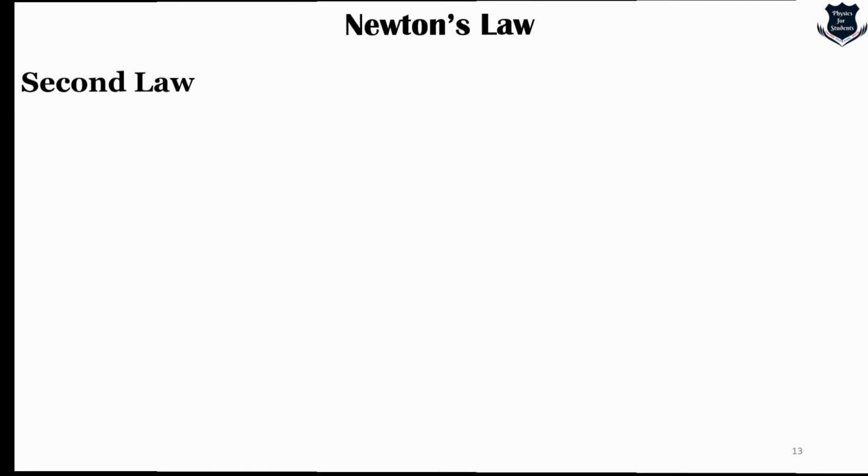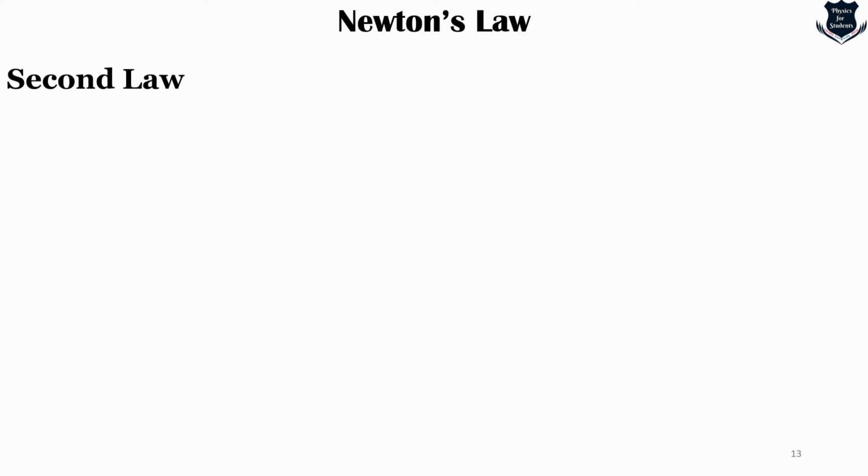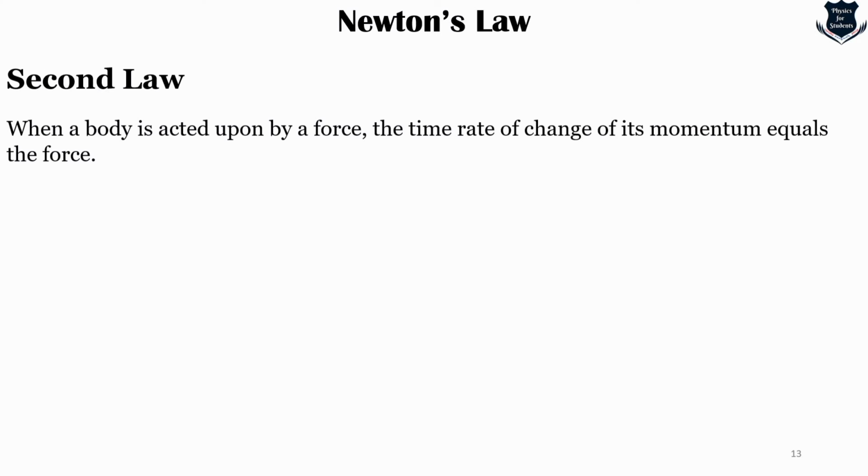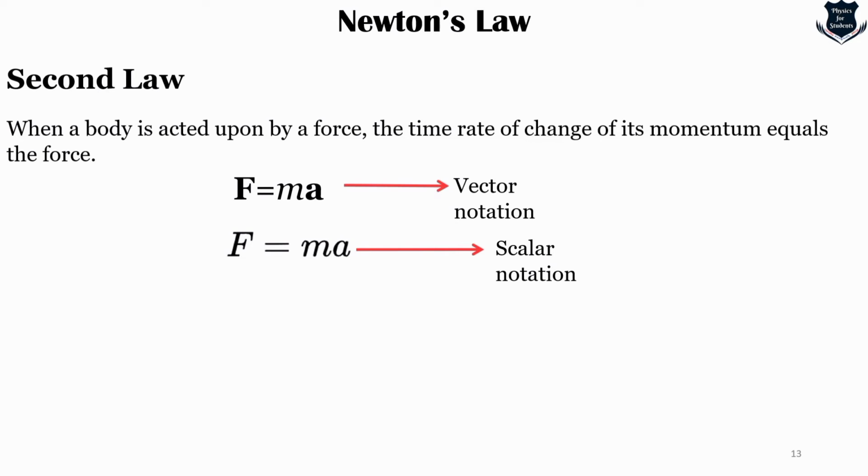So we straight away move to the most important, that is the second law of Newton, which states that if a net force acts on an object, it will cause an acceleration of that object, and the relationship between an object's mass m and its acceleration a is given by this famous formula F equals ma. Note that I have written F and a in bold because I want to make sure it is a vector notation, and it can also be written in scalar notation, right?